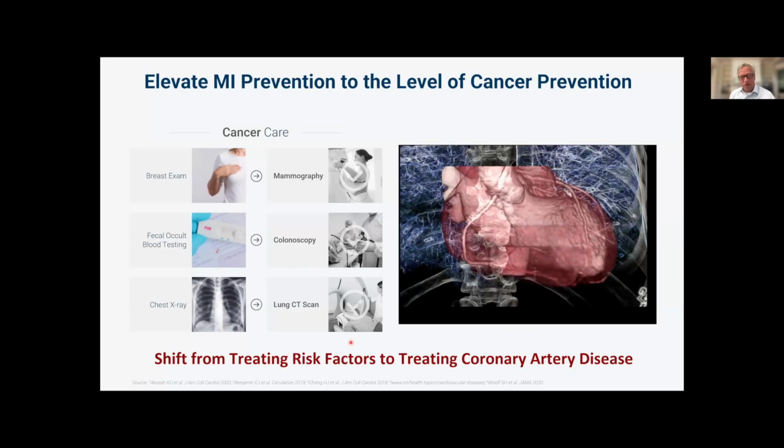Now, we do have a tool. I did my first coronary CTA in 1992 in Germany on a patient with a Siemens machine, an EBCT prototype. So we have come a long way over the last more than 30 years. And what we believe is that we can shift and elevate MI prevention to the level of cancer prevention by shifting from treating risk factors to treating coronary disease.